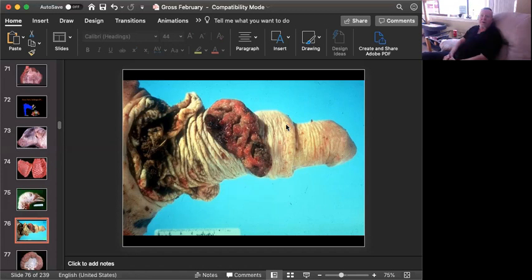Could it be a squamous cell carcinoma? Certainly could be. Could it be summer sores? Those tend to be a little bit more ulcerative. And then granulation tissue. So my top three on this one: sarcoid, granulation tissue, squamous cell carcinoma.